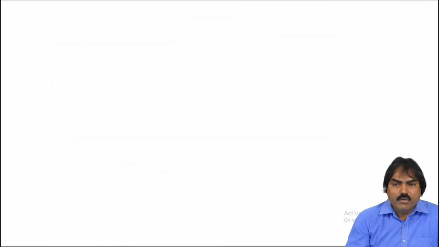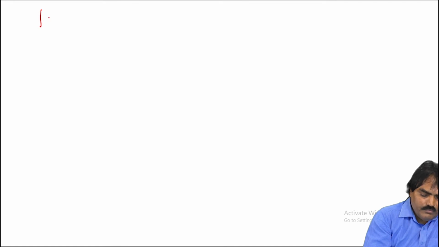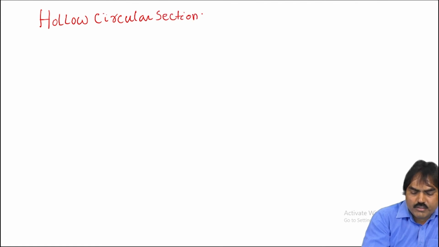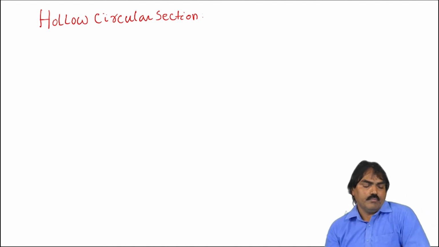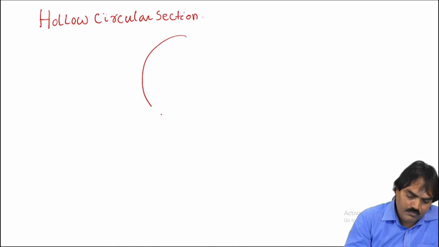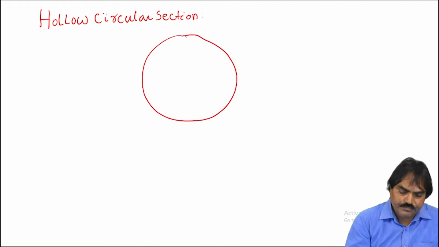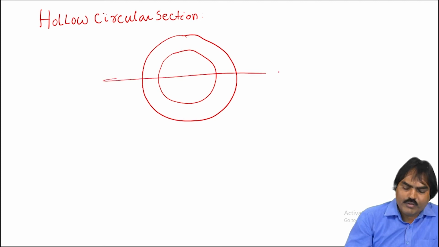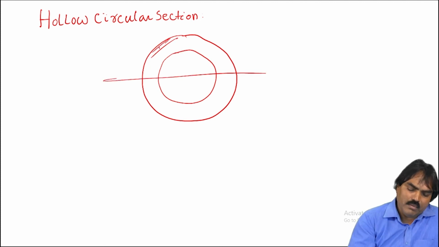Next, we'll consider the hollow circular section. Let us consider a hollow section. Say this is the neutral axis. So here the material is present.